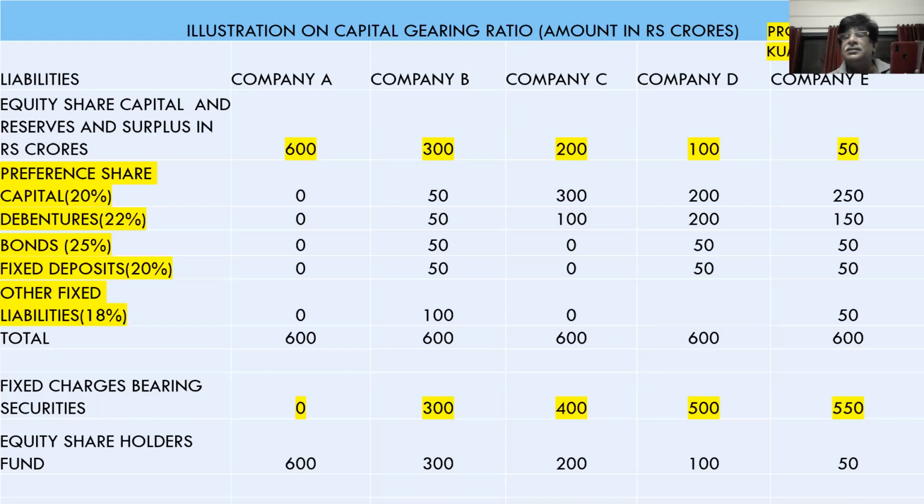Now look at company E. Company E's equity share capital is only 50 crores and the remaining 550 crores belong to preference share capital, debentures, bonds, fixed deposits and other liabilities on which you have to pay committed interest and preference dividend. So the ratio is 550/50, which is 11:1. The company is in a very bad situation, because the fixed obligation instruments are very, very high in comparison with the equity shareholders' fund. This is the way you can understand the solvency position of the company. It's very important. Next one.